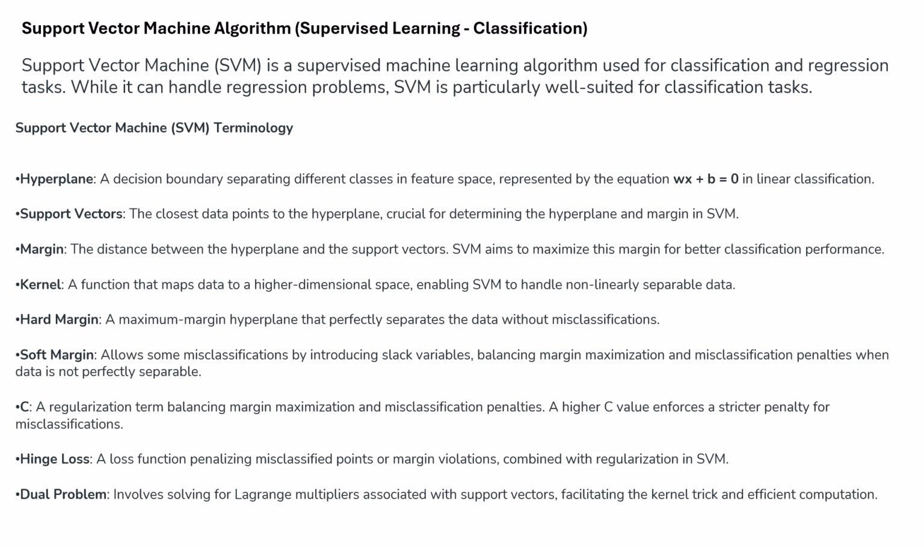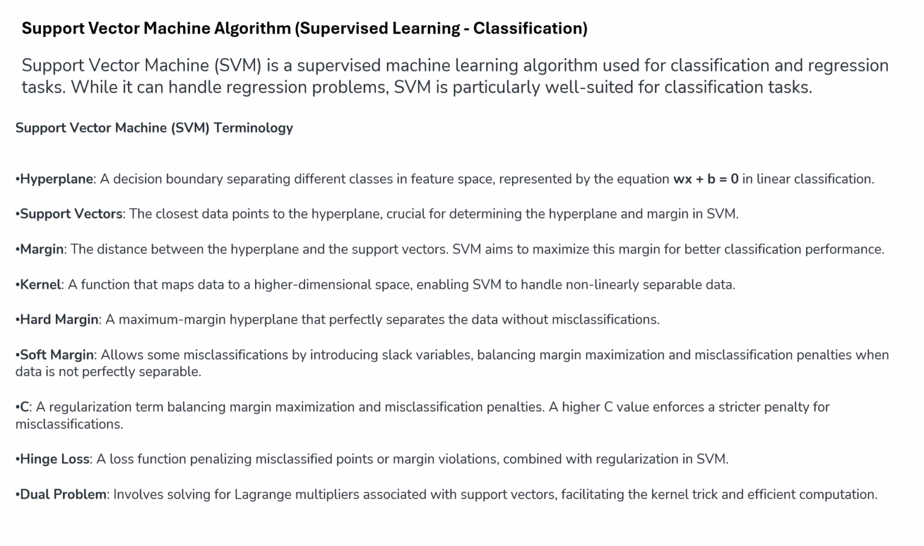represented by the equation Wx plus b equals 0 in linear classification. Support vectors are the closest data points to the hyperplane, crucial for determining the hyperplane and margin in SVM. Margin is the distance between the hyperplane and the support vector. The SVM aims to maximize the margin for better classification performance.